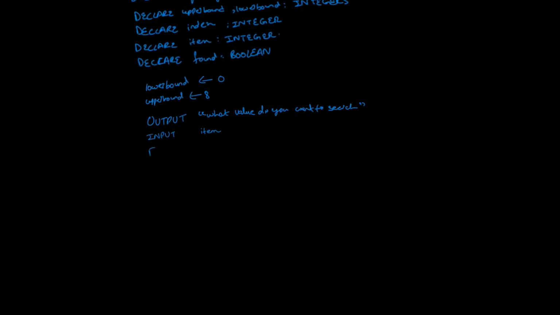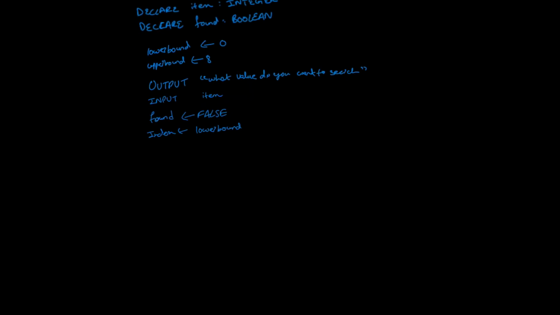First of all, we're going to assign the flag we used above. It's a small case letter. So found, we're going to be assigning the value of false. I'm going to assign the index value to be the lower bound. It's going to iterate. So now what we're going to do is use a repeat loop.